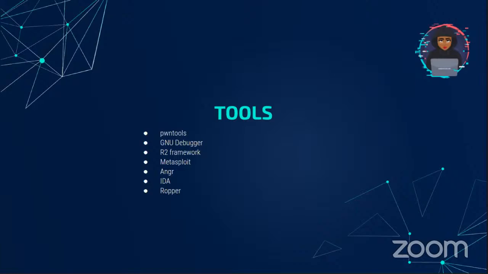We have R2, a framework for reverse engineering and analyzing binaries. We have Metasploit, which most of you are familiar with. It comes into play in different ways. We'll see how. We have angr, a Python framework for reversing binaries. Also IDA, Ghidra and ROPgadget, which I think are out of scope for this session. Since this is a beginner lesson, we'll focus only on GDB. I wanted to showcase Pwntools, but I don't think we'll have time.